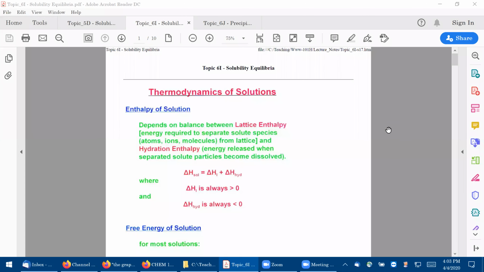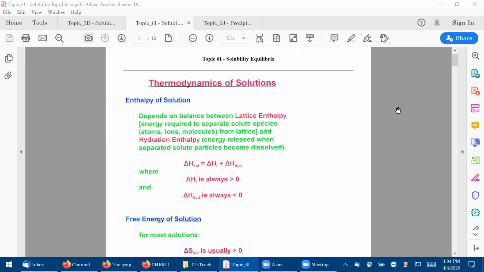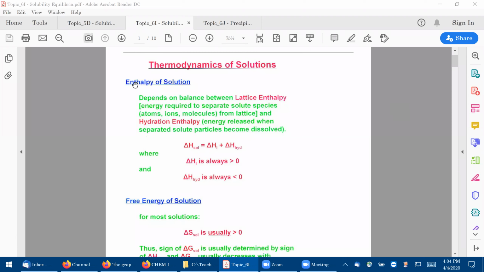Well, hello again, everyone. In this lecture, we're going to continue our discussion of equilibria as we've been talking about for the last several weeks. In particular, we're going to be focusing on solubility equilibria, which has to do with sparingly soluble salts in water. And we're going to review briefly something we talked about earlier in the semester, just as a reminder, the thermodynamics of solutions. When solutions form, the equilibrium effects are dominated by the thermodynamics of them.